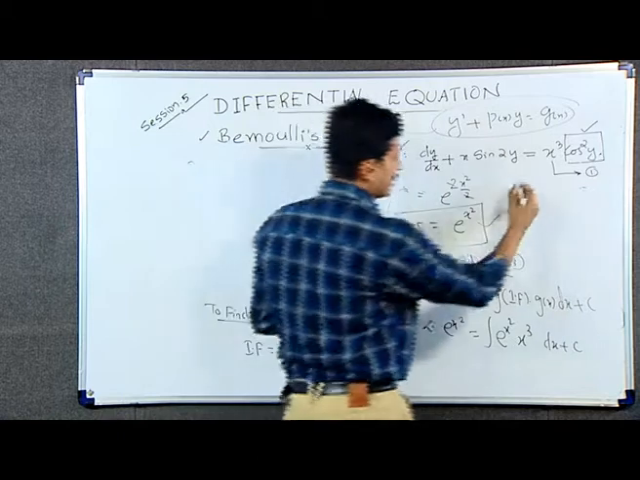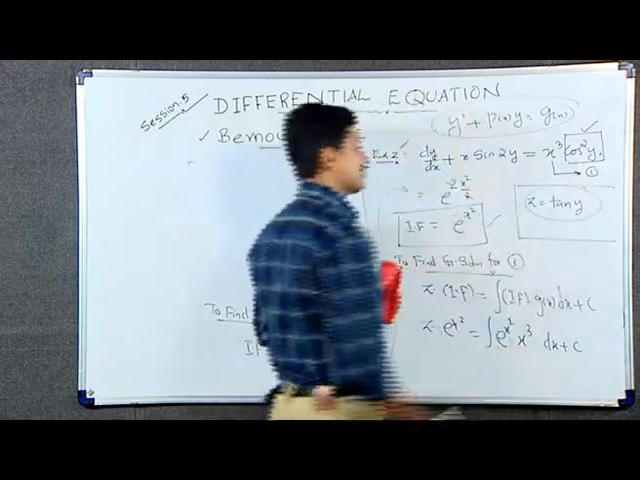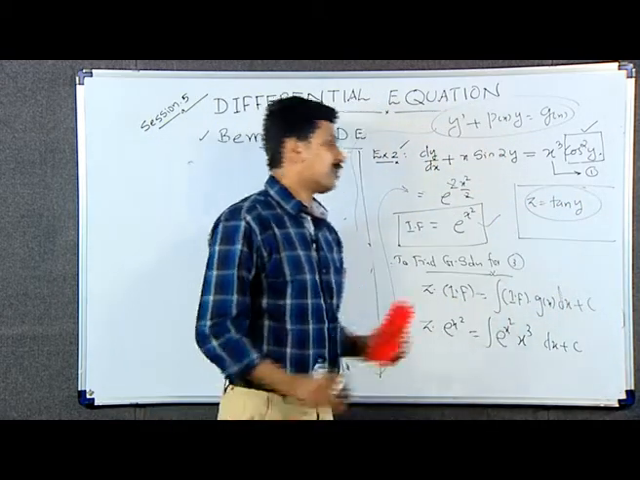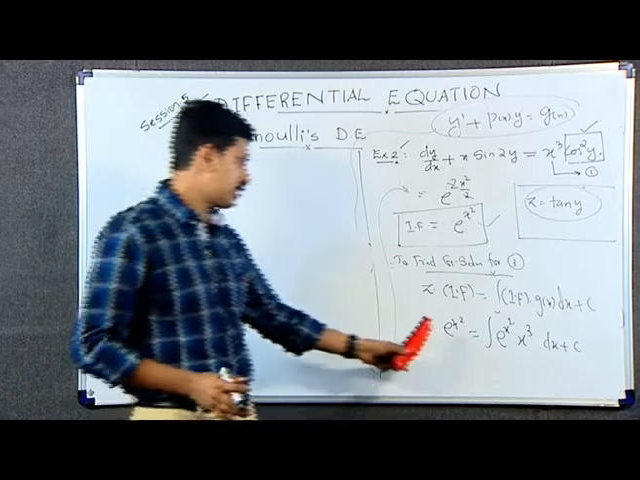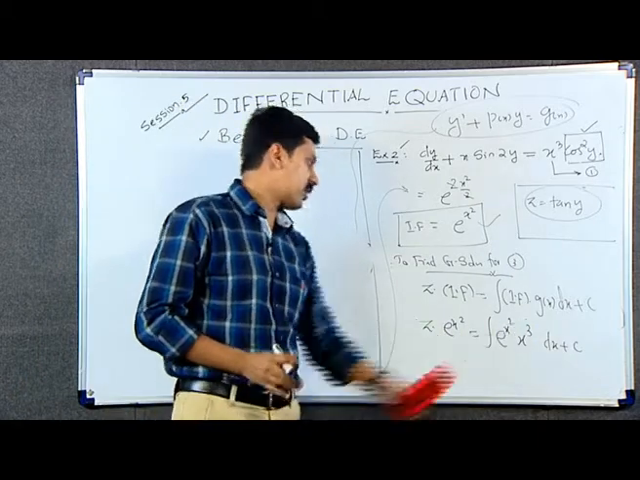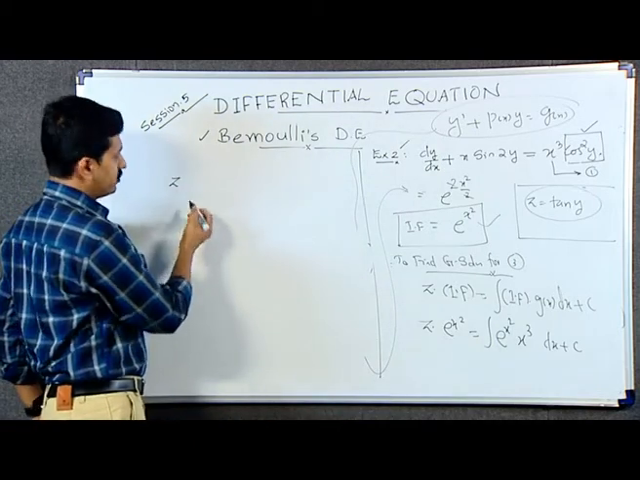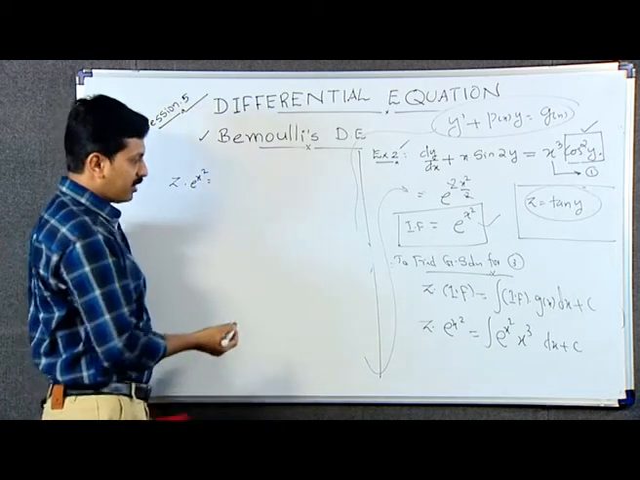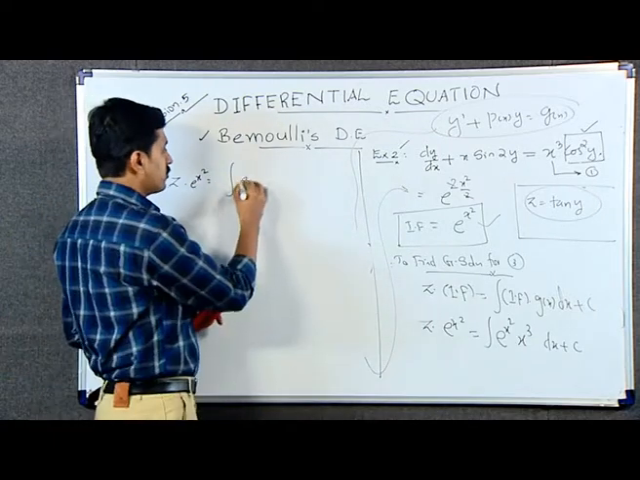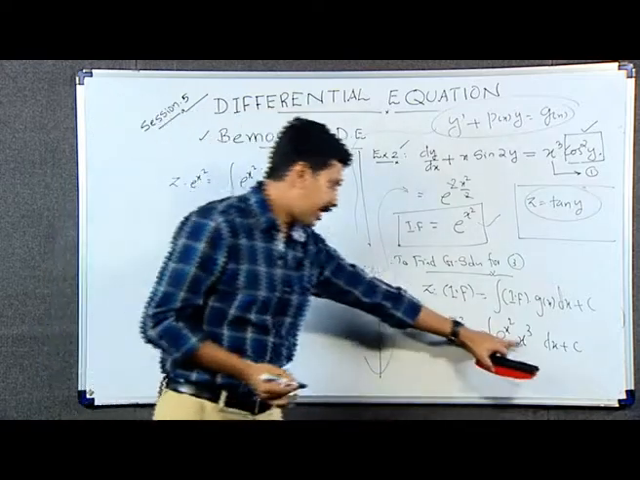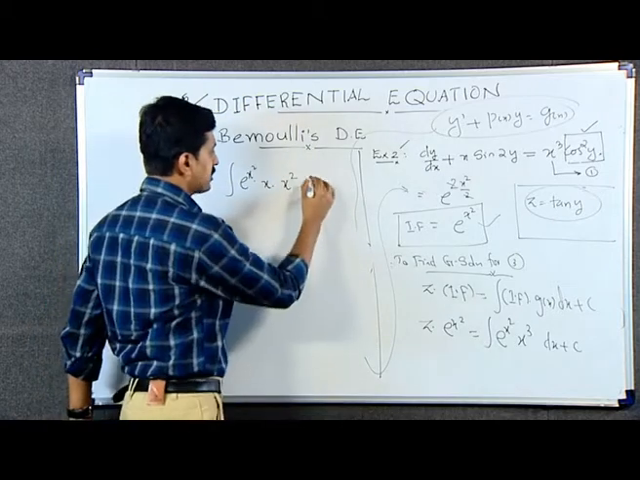Keep in your mind, we substituted z is equal to tan y. At last, we have to use this value. We have z e raised to x square is equal to integral of e raised to x square into x cube dx plus c. I am just constructing this as an integral of e raised to x square into x cube. I am writing x cube as x square into x.